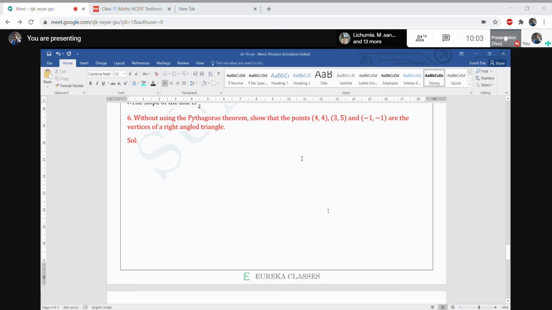We will find the slope of all the lines. Suppose this is a triangle. Okay, so suppose we are making the points A, B and C. So we'll find the slope of AB, slope of BC and slope of AC. If we find any two slopes giving us the condition for perpendicularity, then we'll say this is a right angle triangle. Okay, so let's start like this.